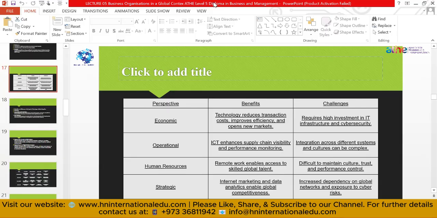Strategic, internet marketing and data analytics enable global competitiveness. And just due to these two things, we're able to compete at such a high rate. However, increased dependency on the global networks and exposure to cyber risk. If there is a disruption in the internet completely, the airports even get shut down, because obviously on the internet basis, we're doing stuff.